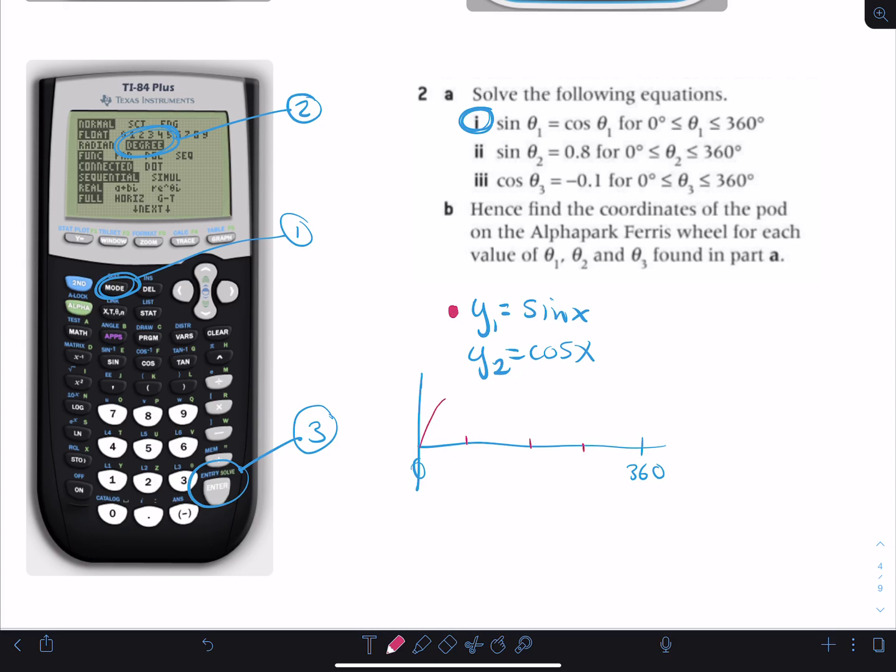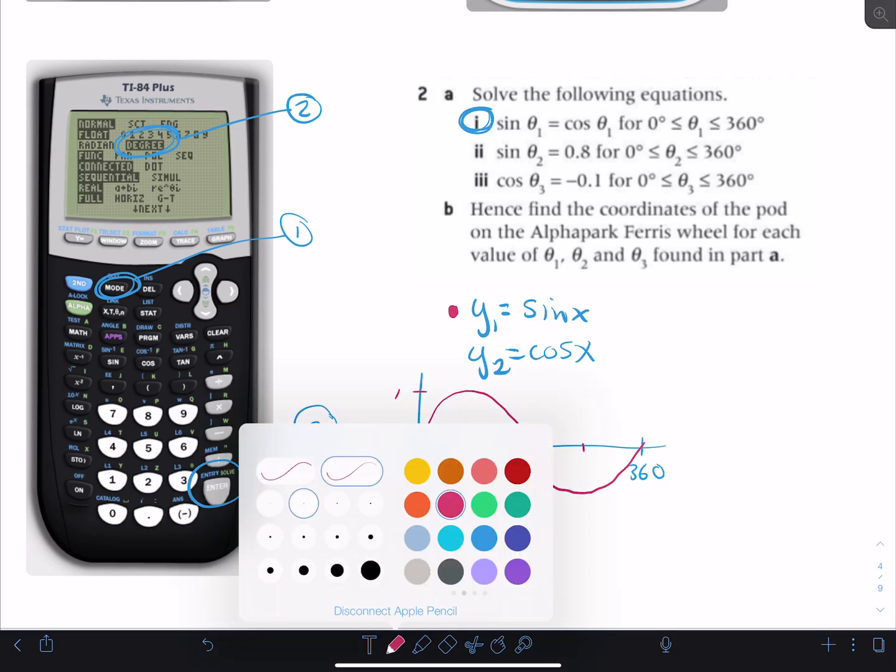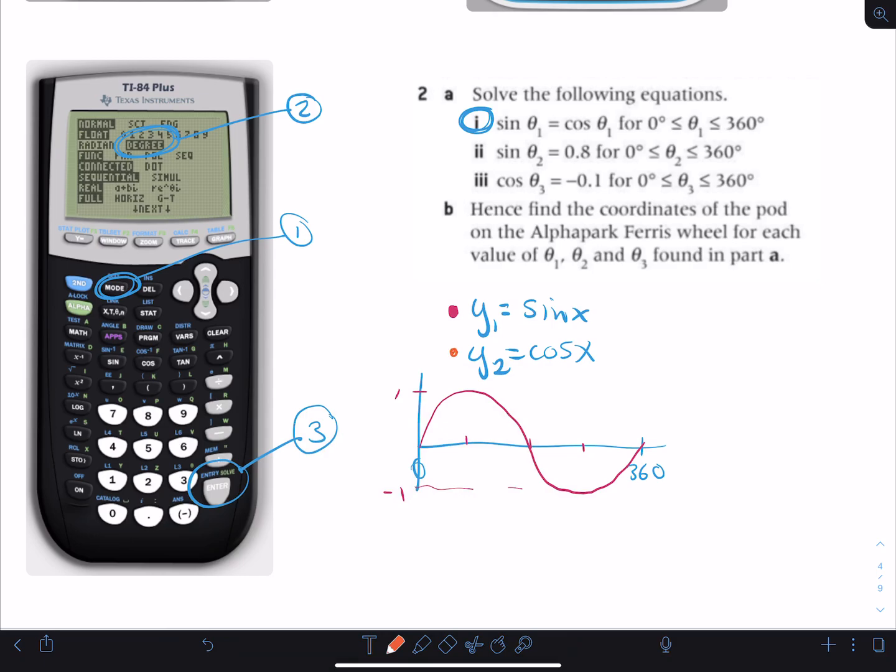Look like this, right? Where this peaks out at 1, this peaks up at -1. And then the second one, that's cosine, starts here, goes to 0, goes to -1, back to 0, and back to 1. So often you can draw that fairly quickly like that.